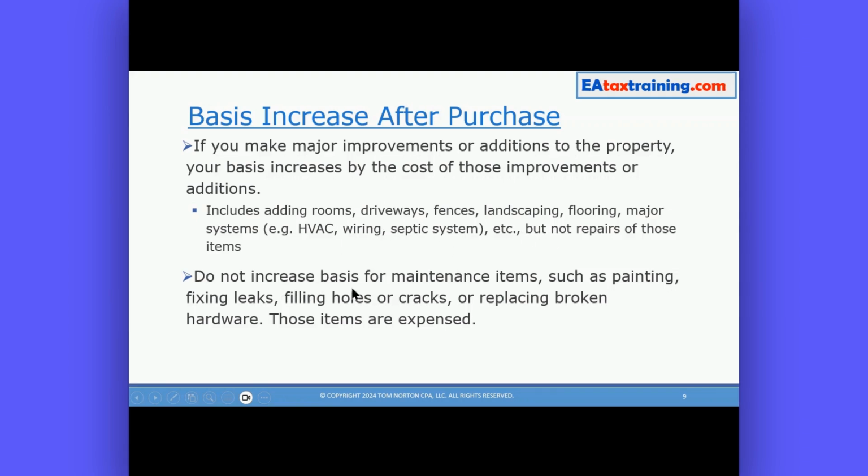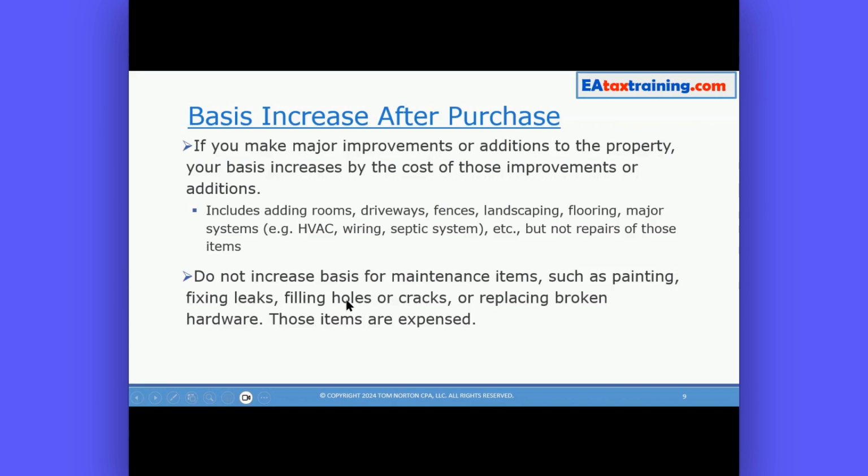So do not increase basis for maintenance items such as painting, fixing leaks, filling holes and cracks, or replacing broken hardware. Instead, you actually get to expense those items, which is a better deal. We'd rather expense them all when they're incurred rather than having to add them to the basis and depreciate them. So there can be a lot of nuance here. It's not all black and white as to when do you include it in the basis and when do you deduct it.